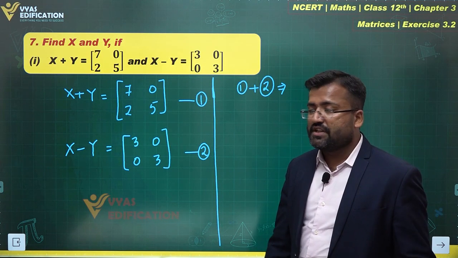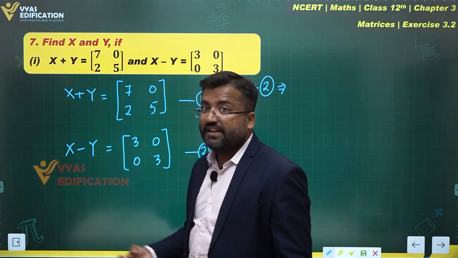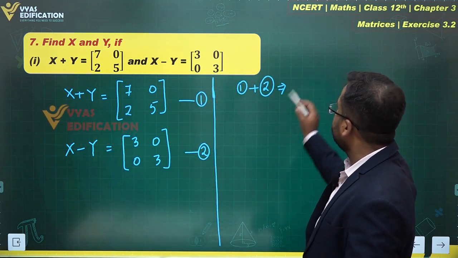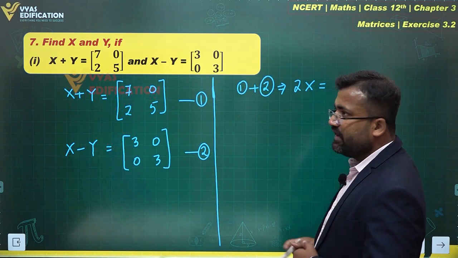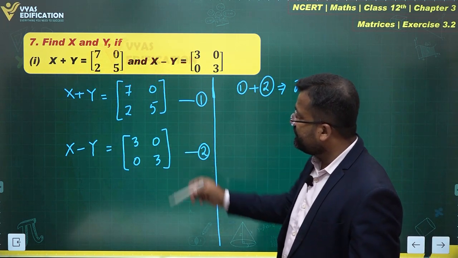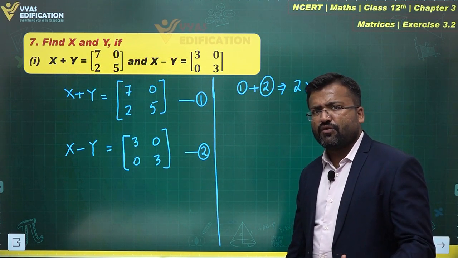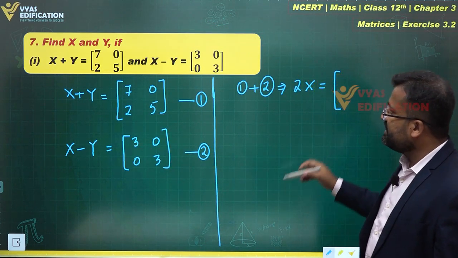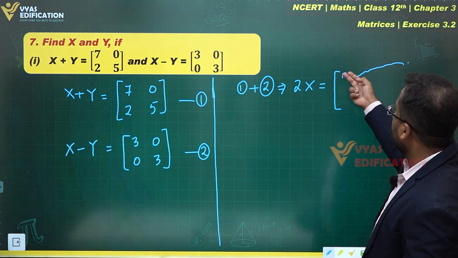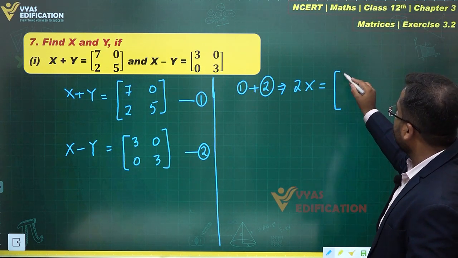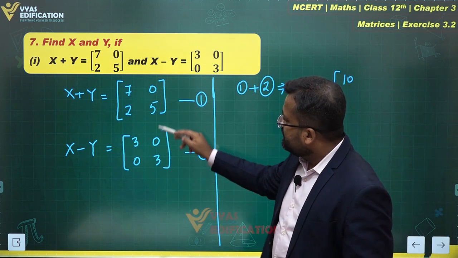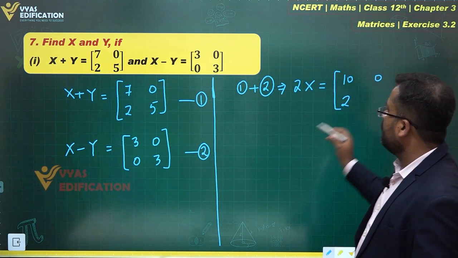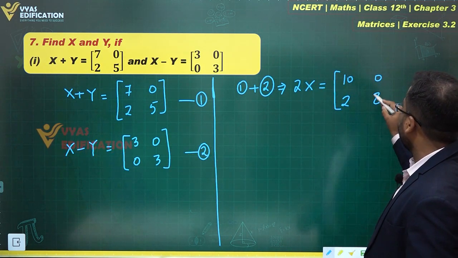Now what will you get by adding these two? On the LHS, you may observe that the term of y will get cancelled. X plus y plus x minus y will be actually equal to 2x, and that will further be equal to the sum of these two matrices. What about the sum of these two matrices? We can add the corresponding elements directly and obtain 7 plus 3, which is 10 over here. This first element a11 would be actually 10. This element would be 0 plus 0, which is 0. The element over here would be 2 plus 0, which is 2, and the element over here would be 5 plus 3, which is 8.